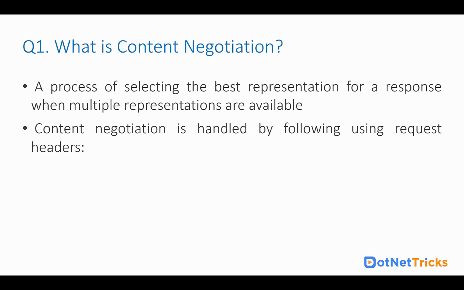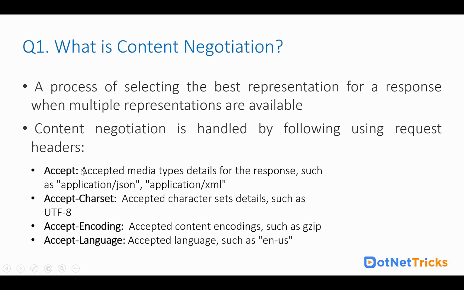So content negotiation is handled by the following request header. Whenever you are willing to do content negotiation, we need to mention the request header. We have the Accept header where we can mention the format of the response. We can mention the Accept header value as application/JSON if you're willing to receive the response in JSON format. For XML, we have application/XML.